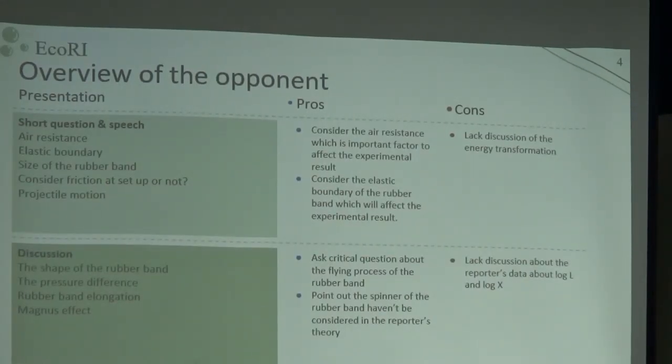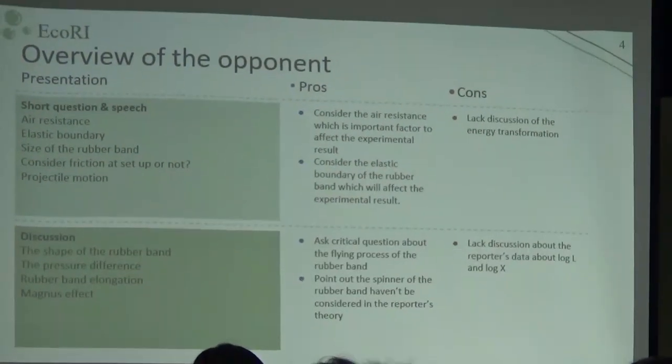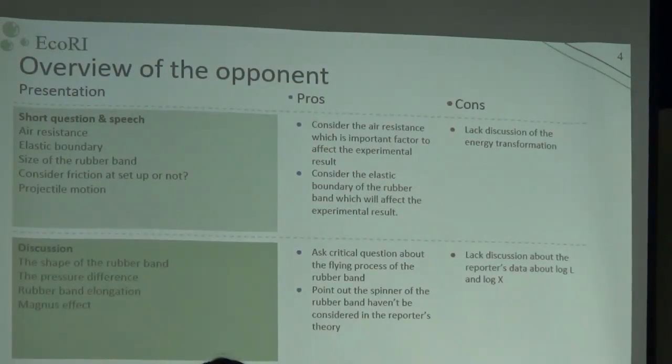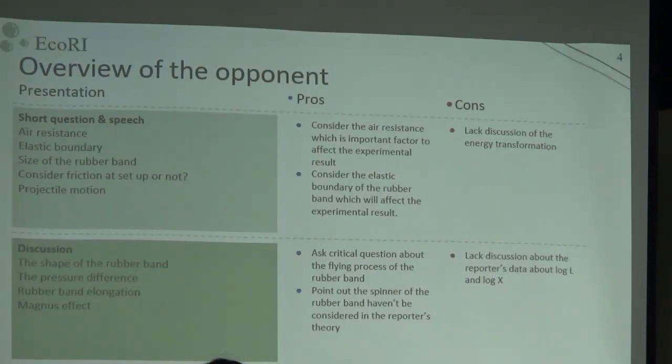And this is the overview of the opponent. For their questions, they asked about air resistance, elastic boundary, and size of the rubber band, and whether to consider friction in the setup, and projectile motion. For their pros, they consider the air resistance, which is an important factor affecting the experiment results, and consider the elastic boundary of the rubber band, which will also affect the results. For their cons, they lack discussion of the energy transformation.